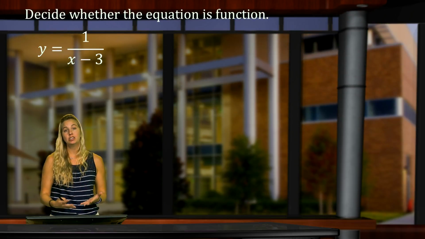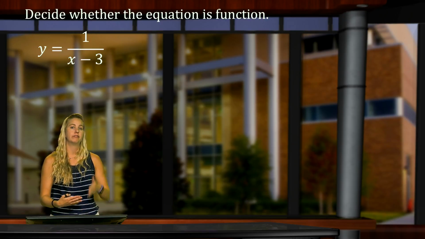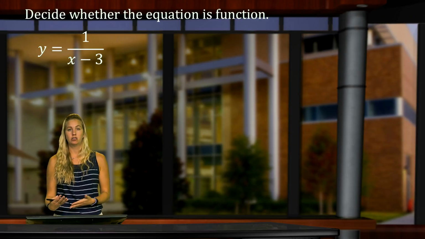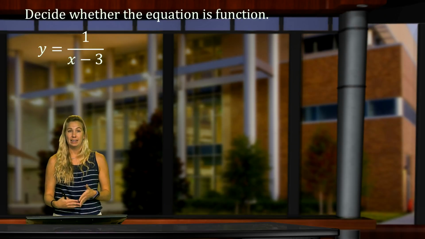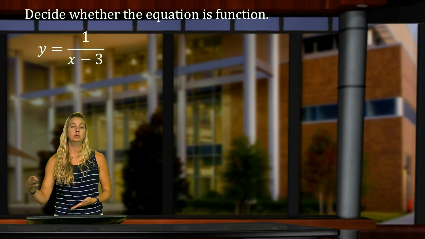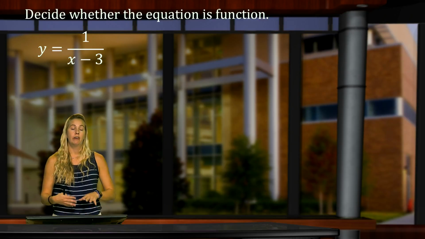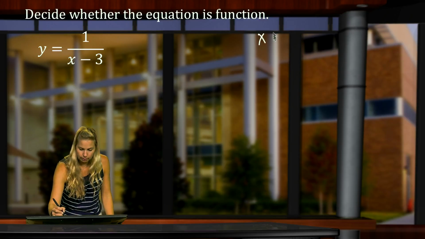Decide whether the equation is a function. With a graph, it's really easy. We use that visual cue of the vertical line test. But when we have an equation, we actually have to test whether it's a function by verifying the actual definition of a function. And that is that every x has exactly one y. So what we want to do is test a couple of values of x to see what types of outputs we get. So I'm going to make my x and y table over here.